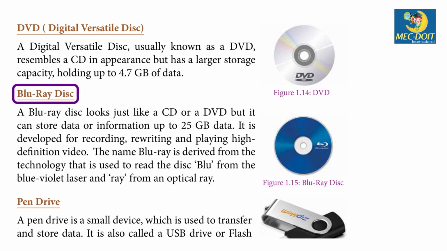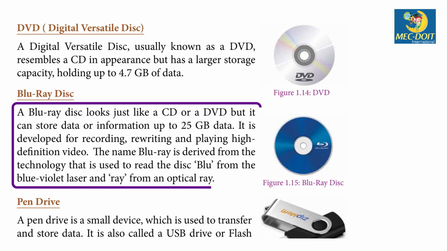Blu-ray disc. A Blu-ray disc looks just like a CD or a DVD, but it can store up to 25 GB of data. It is developed for recording, rewriting, and playing high-definition video. The name Blu-ray is derived from the technology used to read the disc: blue from the blue-violet laser and ray from an optical ray.